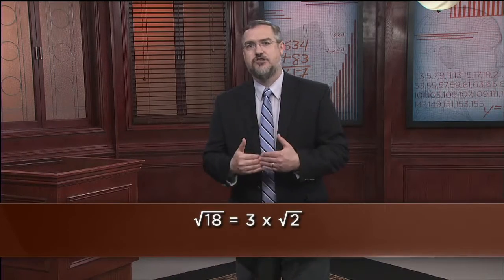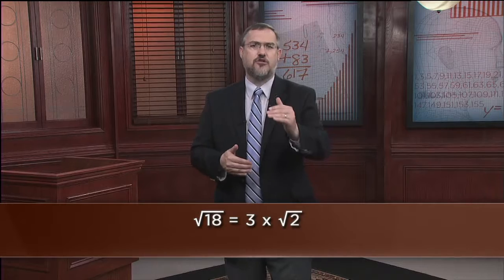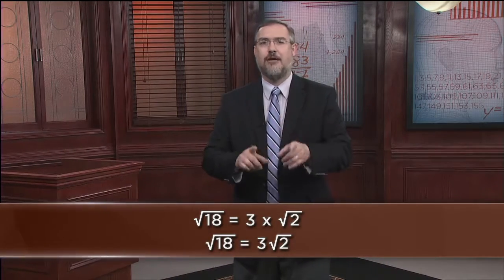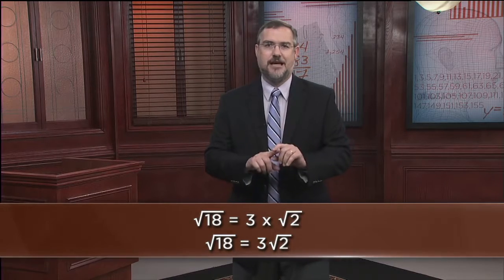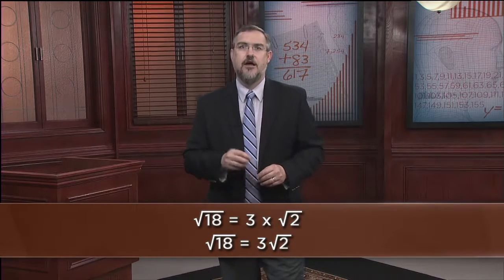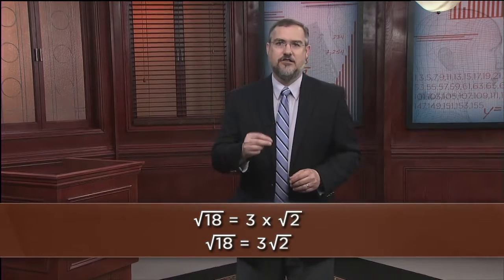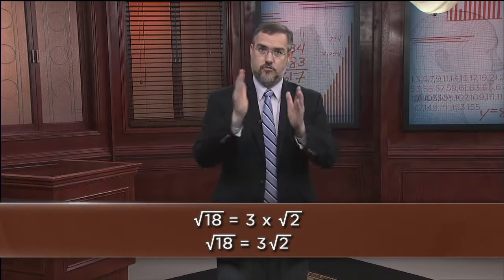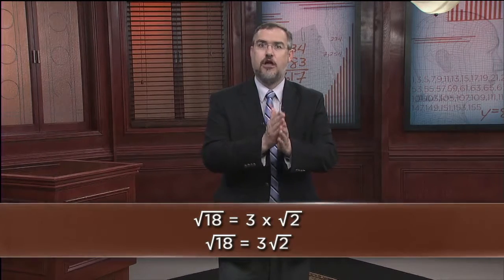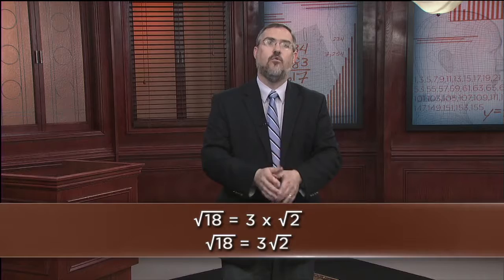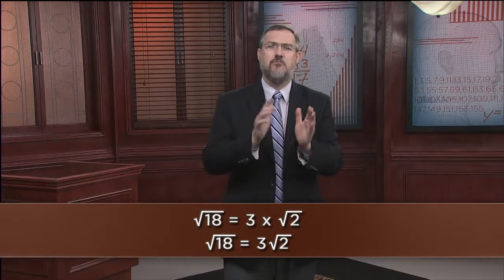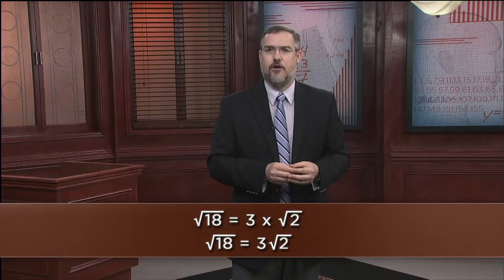When I write square root of 18 equals 3 times the square root of 2, we often are just going to write it as 3 right next to the square root of 2 symbol, and we're going to leave out the multiplication sign in between those two things. I'm going to do that from now on in this lesson. But keep in mind, when I write a number like the 3 right next to the square root of 2 symbol, what we're really saying is we want to take 3 times the square root of 2. There's a hidden multiplication there if you want to think of it that way.